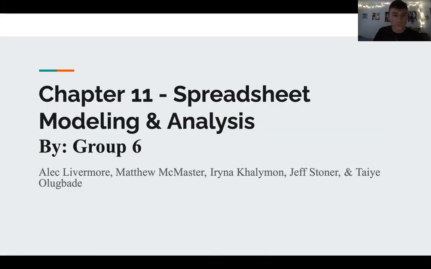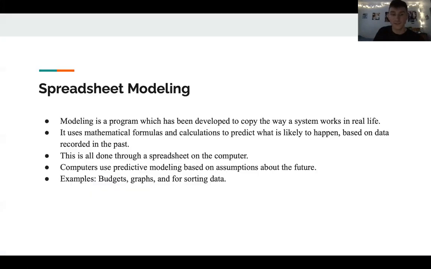And so today we'll be talking about Chapter 11, Spreadsheet Modeling and Analysis. So just to give a little overview on what spreadsheet modeling is: it is a program which has been developed to copy the way a system works in real life. It uses mathematical formulas and calculations to predict what is likely to happen based on data in the past. This is all done through a spreadsheet on a computer. Computers use predictive modeling based on assumptions about the future.